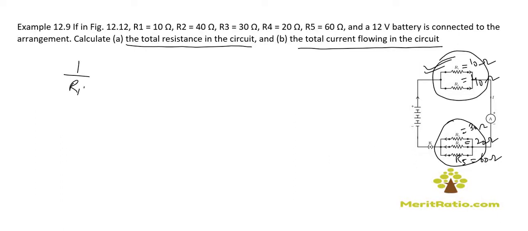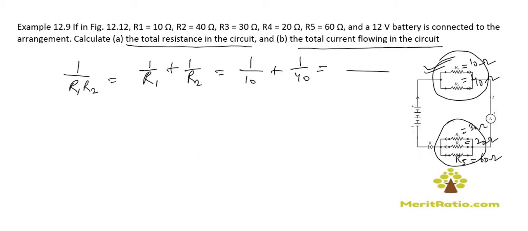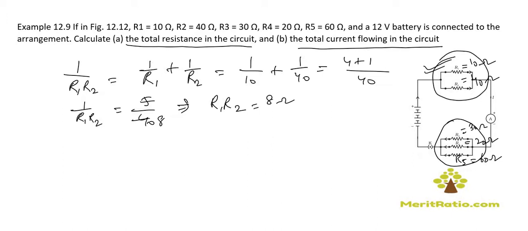The equivalent resistance of R1 and R2 which are in parallel can be obtained: 1 upon R12 is equal to 1 upon R1 plus 1 upon R2. This will become 1 upon 10 plus 1 upon 40. This becomes 4 plus 1, so we obtain 5 upon 40, which is 1 upon 8. So we are getting R12 as 8 ohm.